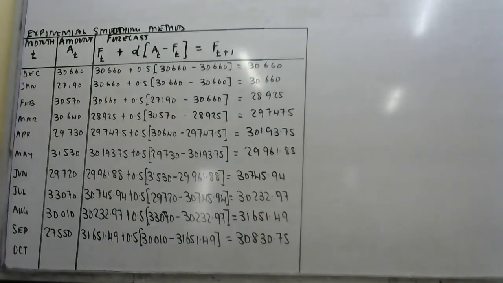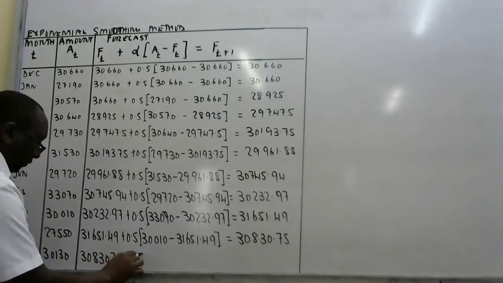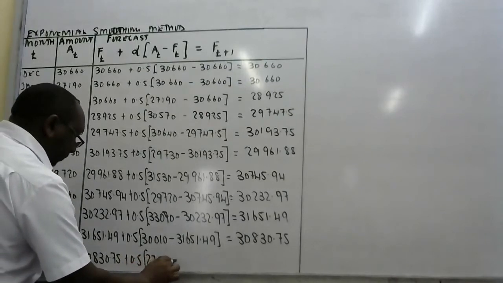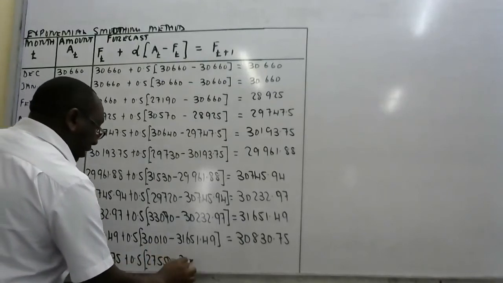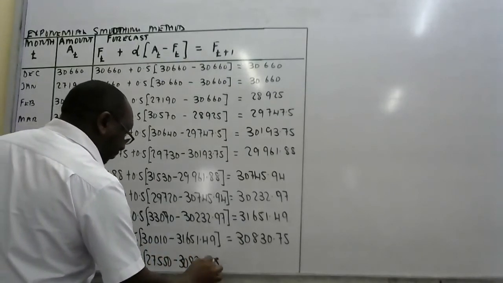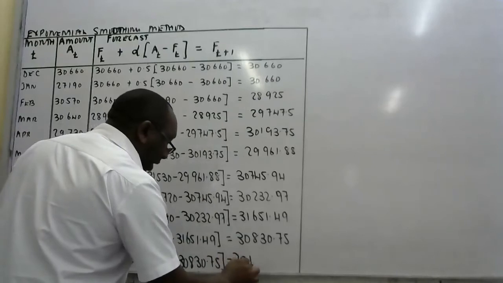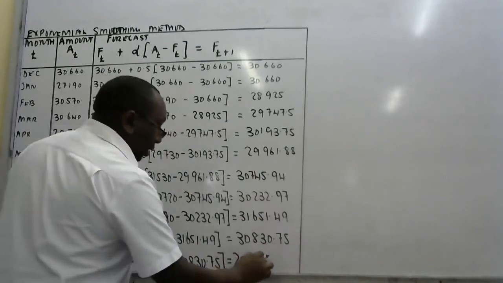October is giving us 3130. So you take 3830.75 plus 0.5. The actual is 27,550 minus 3830.75. That gives 90.38.